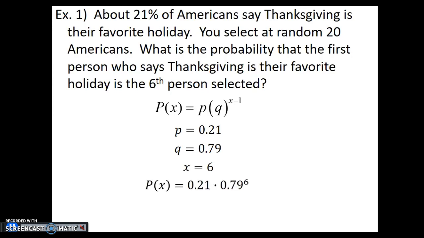So in the formula, that ends up looking like 0.21 times 0.79 to the, that's a typo, to the 5th power. I don't know if my answer is right because I probably used x instead of x minus 1. So 0.21 times 0.79 to the 5th power, because we want 5 failures and 1 success. So that should be 0.0646 approximately if you round to the nearest 10,000th.